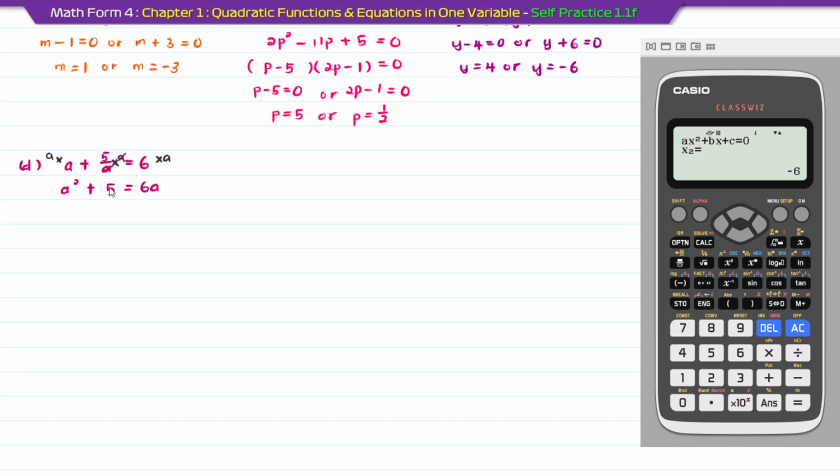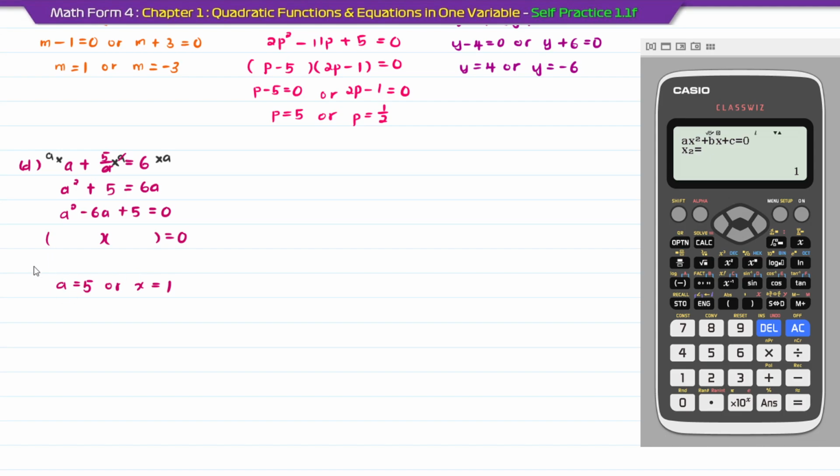So rearrange it in general form. So I'm going to have A squared minus 6A plus 5 equal to 0. Later on, you can do the factorization using your calculator. Press the AC button. Insert the A as 1, the B as minus 6, and the C as positive 5. Press equal again. So the first value of A here is equal to 5, or the second one is equal to 1.